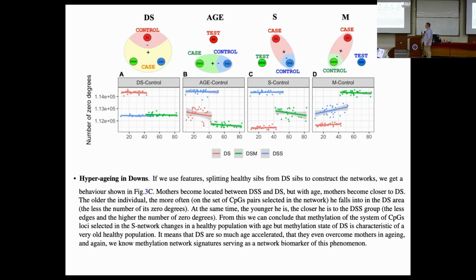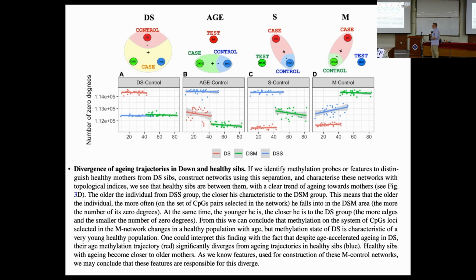Or, for example, one could even see hyper-aging in people with Down syndrome. For example, here you see that red is closer to mothers than blue. Or, for example, divergence of aging trajectories. You see here for some parameters, healthy sibling is developing with age, so from 20 to 40 towards the healthy mothers, whereas Downs, for example, not.